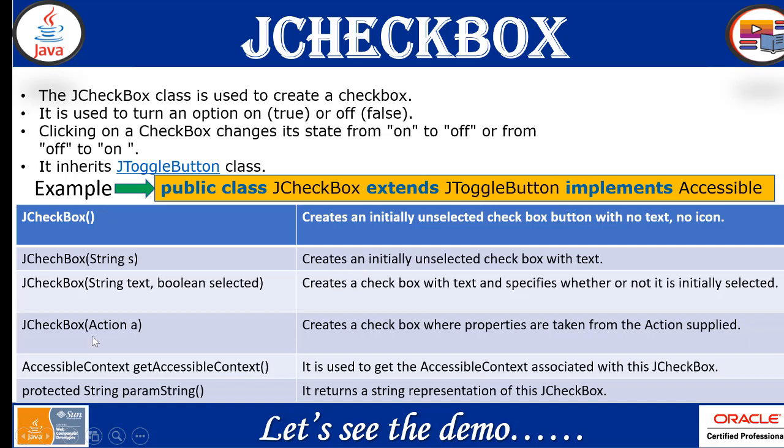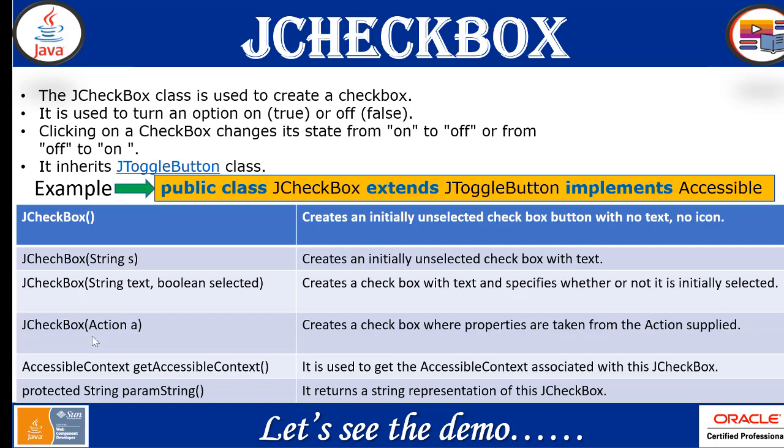There are a few most popular methods being used. The JCheckBox constructor creates an initially unselected checkbox button with no text, no icon. JCheckBox with a string argument creates an initially unselected checkbox with some text. JCheckBox with string text and boolean selected creates a checkbox with text and specifies whether or not it is initially selected. JCheckBox with an action, where the properties are taken from the action supplied.